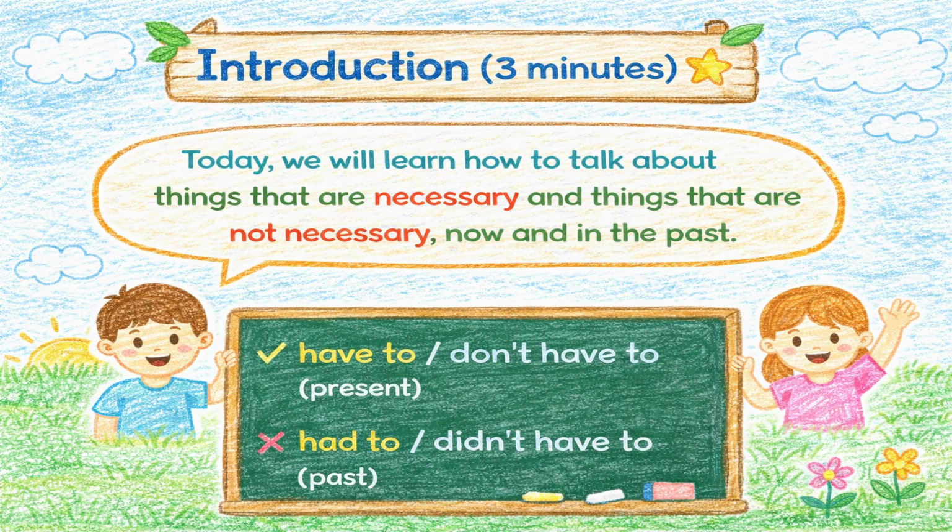I tell my students, today, we will learn how to talk about things that are necessary and things that are not necessary, now and in the past. I explain that we will use have to, don't have to, present. Had to, didn't have to, past.